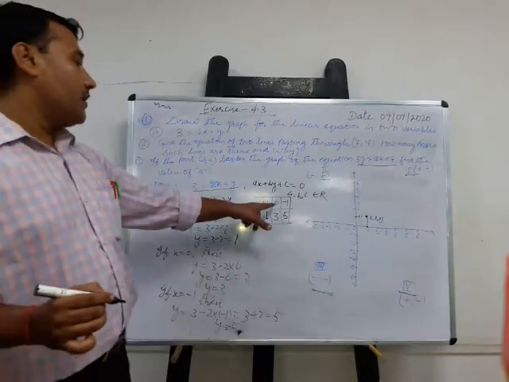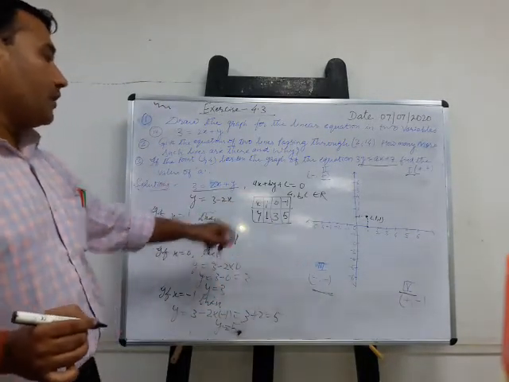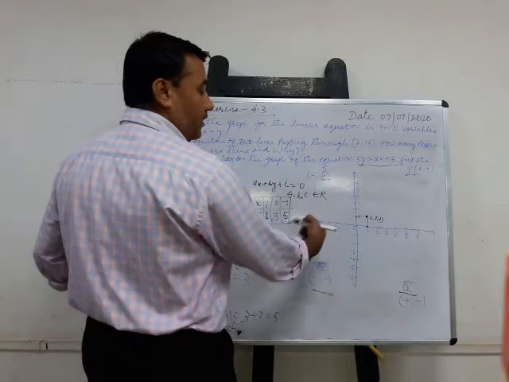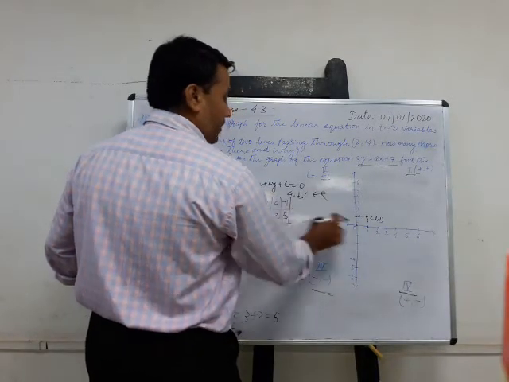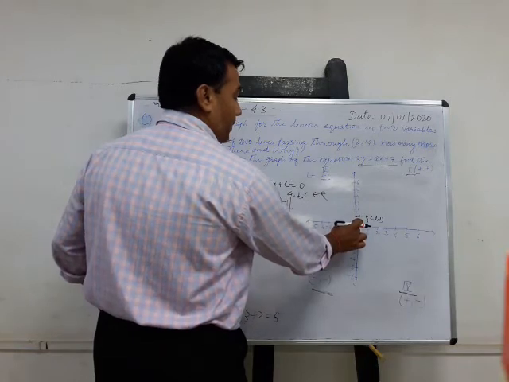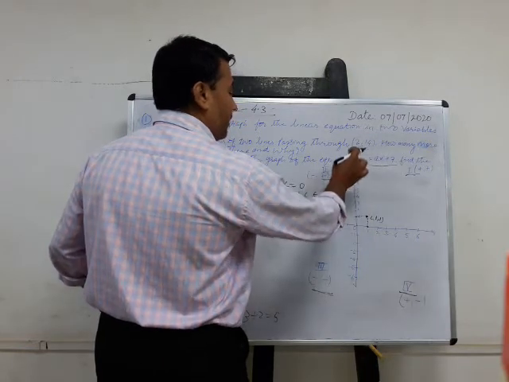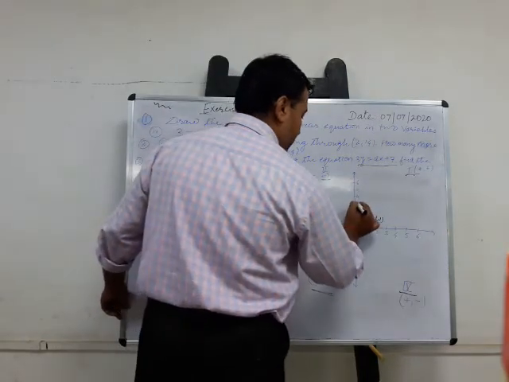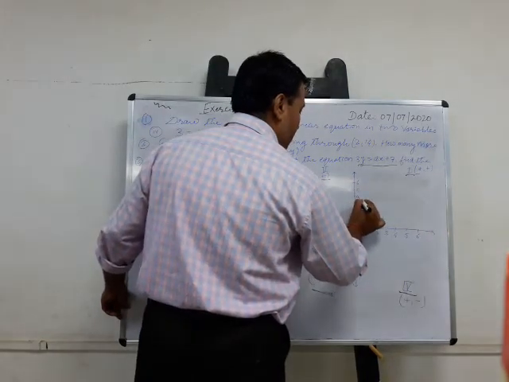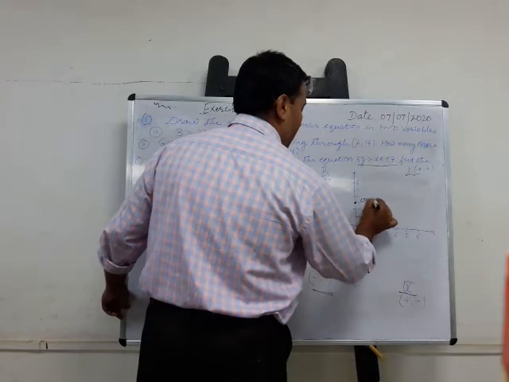Again, the next coordinate is (0, 3): x = 0, y = 3. Where is x = 0? Let us search for it. x = 0 is over here, and y = 3 is perpendicularly above, that is 0, and this is 3. This point is known as (0, 3).